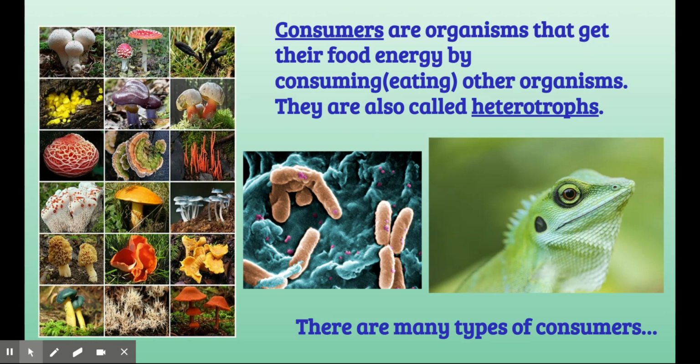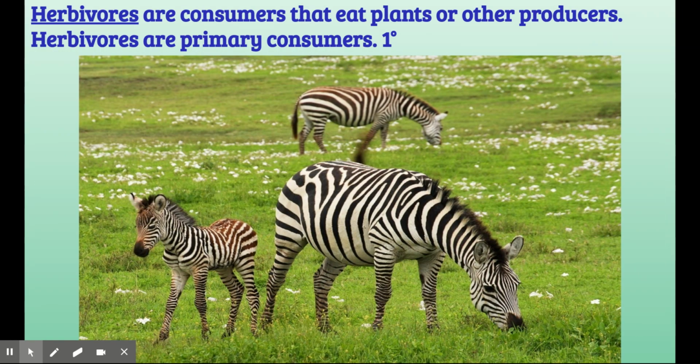There are a lot of different types of consumers. The first level consumers, or primary consumers we call them, are herbivores. Herbivores are consumers that only eat producers. They eat plants, like the zebra, which only eats grass and plants. So they are considered an herbivore, and an herbivore is a primary consumer.